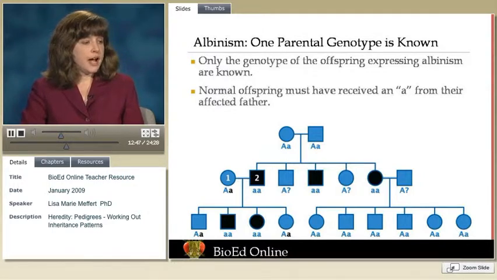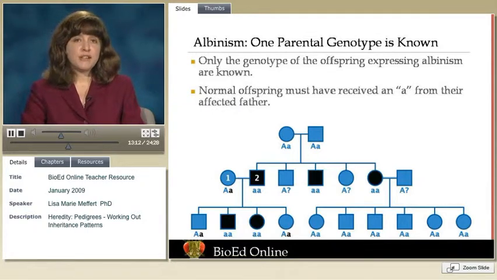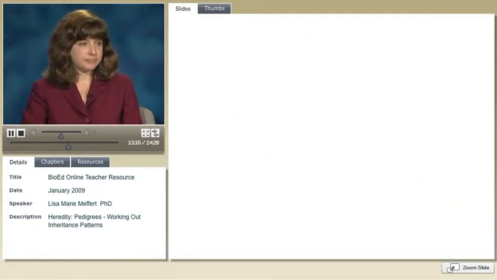So in order to have affected and unaffected individuals in this kind of mating, a normal female with an affected male, again, remember that the father has to give a little a allele in each of his sperm to each of his offspring. And then in order for this mother to also produce affected offspring, she must have eggs with the small a allele. And so sure enough, we have to now say that she is heterozygous. Okay, so that's how you work out an autosomal recessive trait.